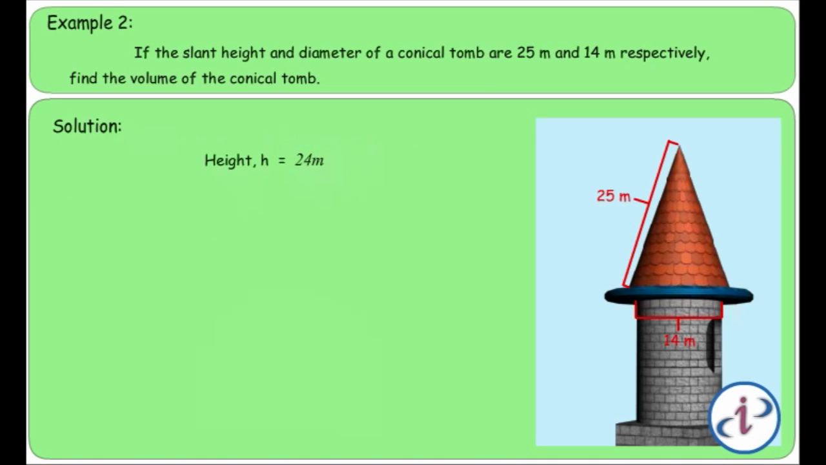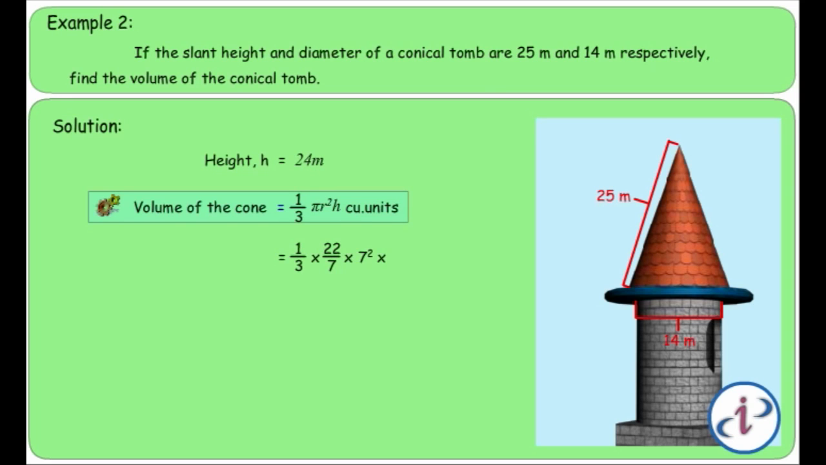We know that volume of a cone is equal to 1 by 3 pi r squared h cubic units. Substituting the values and simplifying, we get 22 times 7 times 8, which is equal to 1232 meter cube.